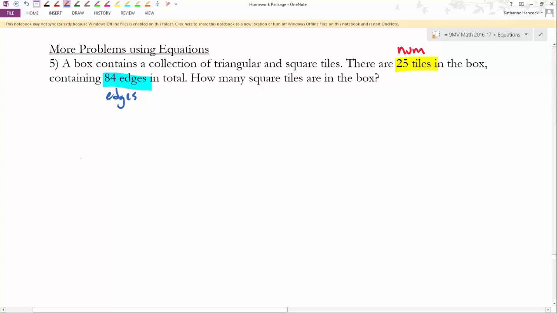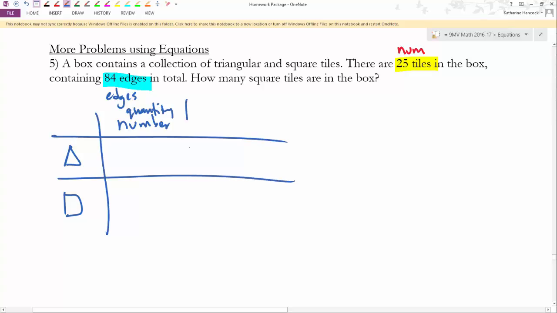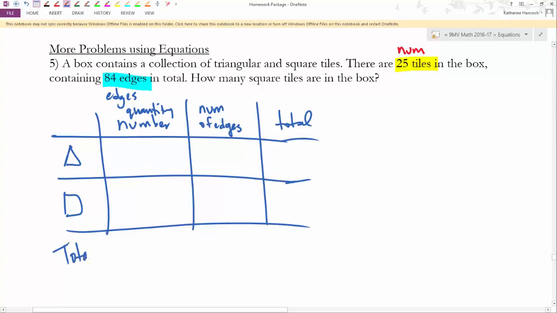So I'm going to treat this like a money question. I'm going to have my triangles, I'm going to have my squares, I'm going to have the number of them, just the quantity. And then there's also going to be the number of edges. And then I'm going to have some sort of total thing that I'm going to make my equation from. We know that we have a total of 25 triangles and squares. So if I make x the number of triangles, then 25 minus x is going to be the number of squares. Number of edges, well, a triangle has 3, square has 4.